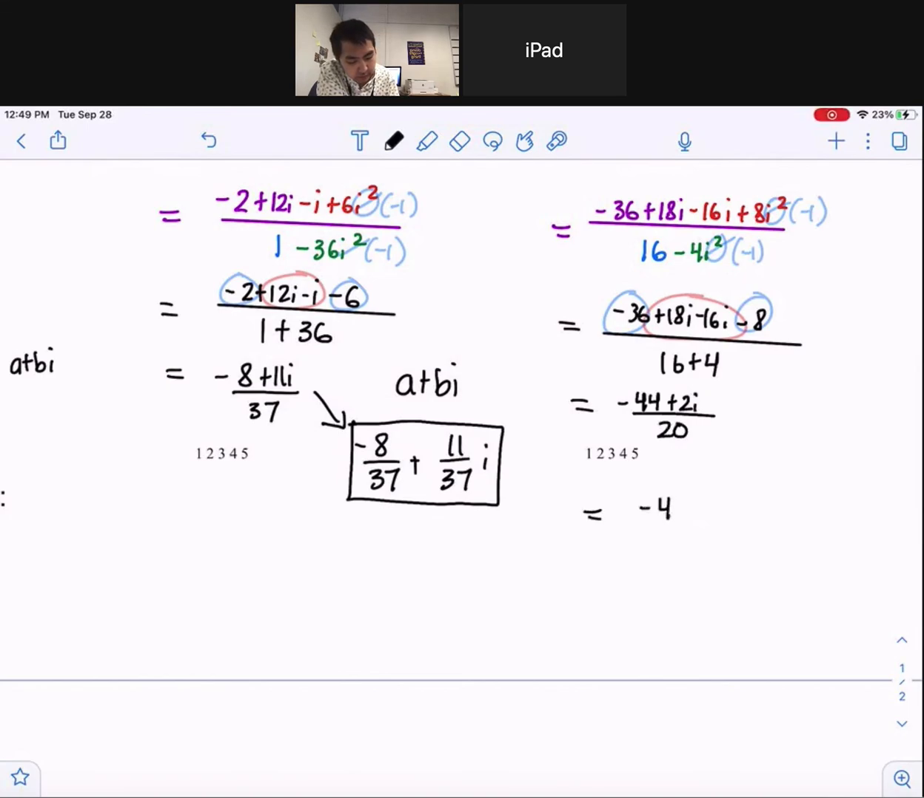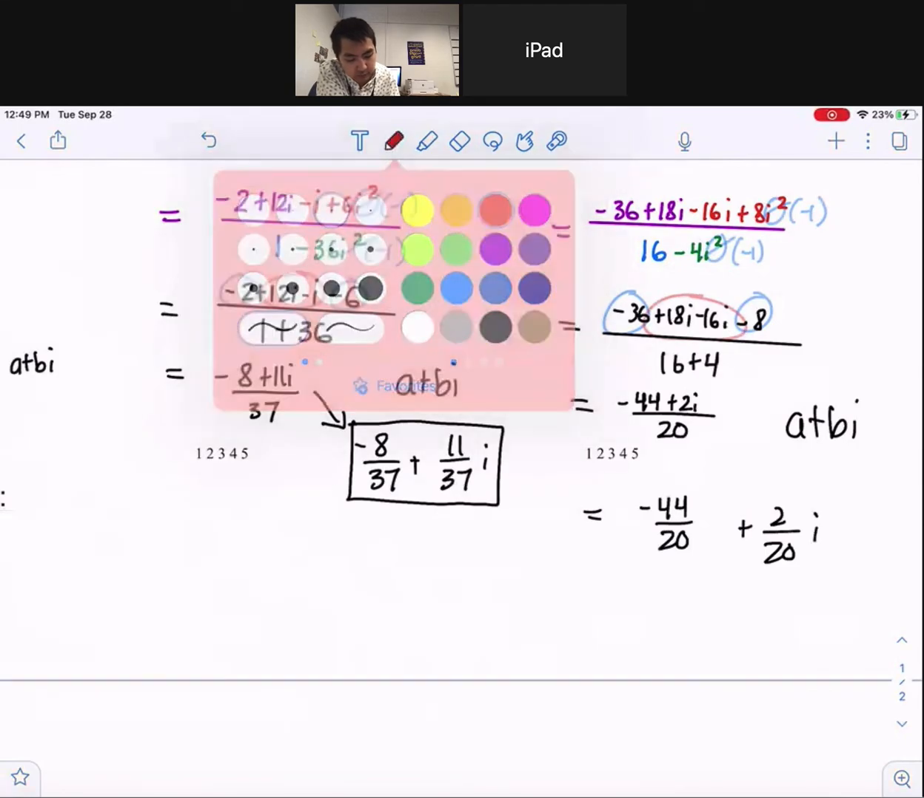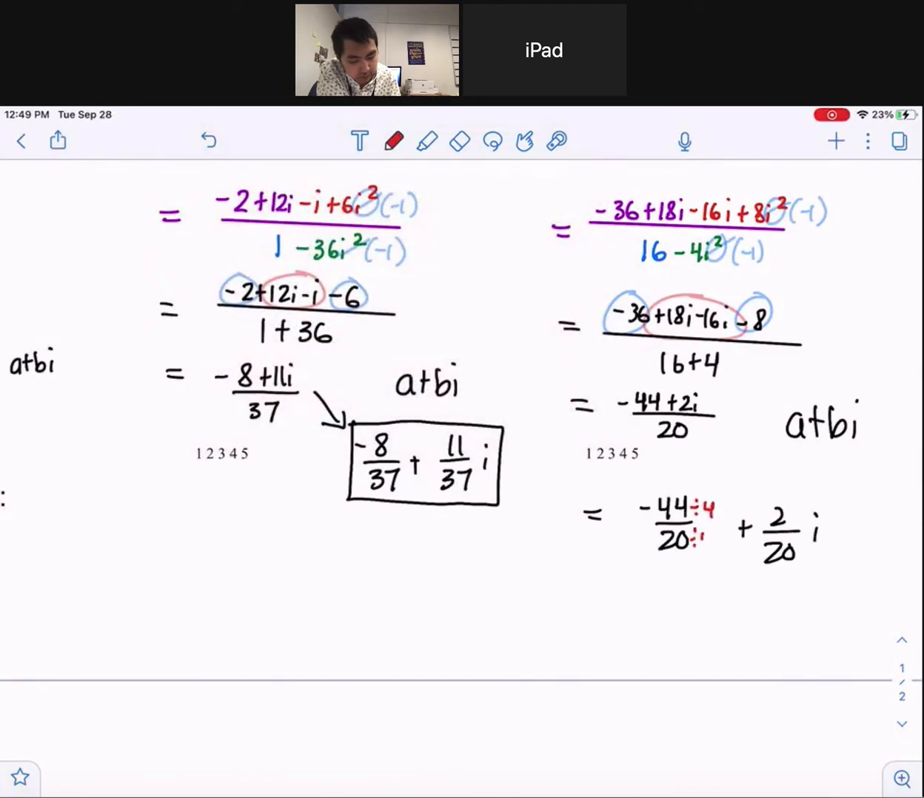And we're going to split them up because we want it to look like standard form. And the last piece for this, you guys, is we gotta simplify the fraction. Divide this one by 4 to top and bottom, and this one by 2 to top and bottom. So you guys get -11 over 5 plus 1 over 10i. And there's your guys' lesson on complex numbers with division.